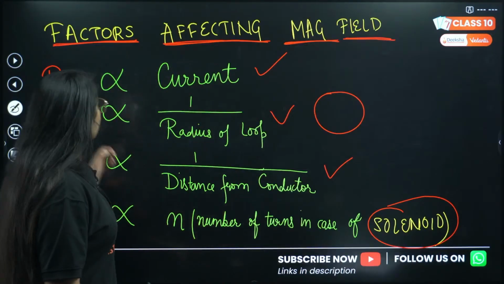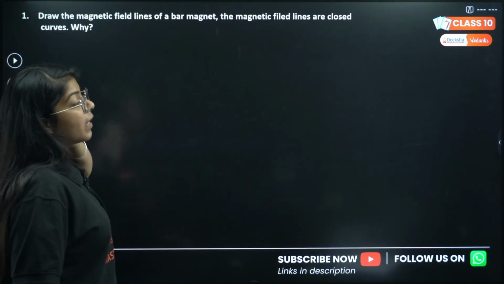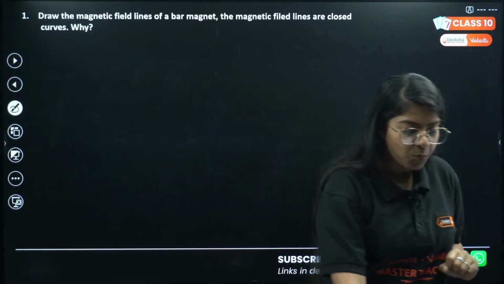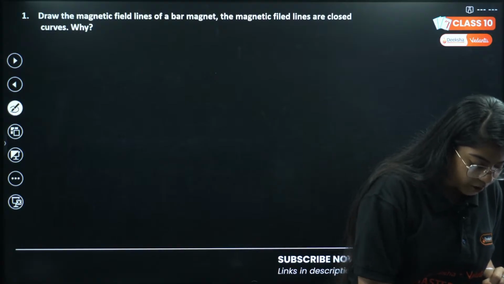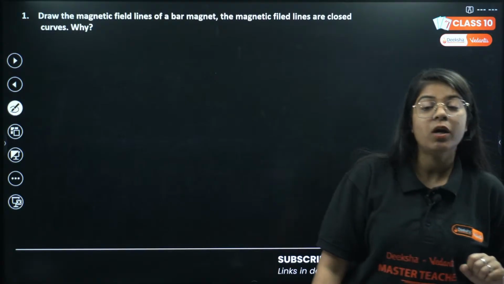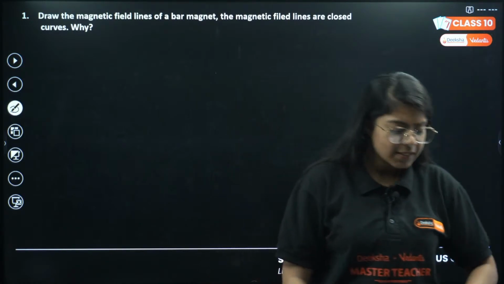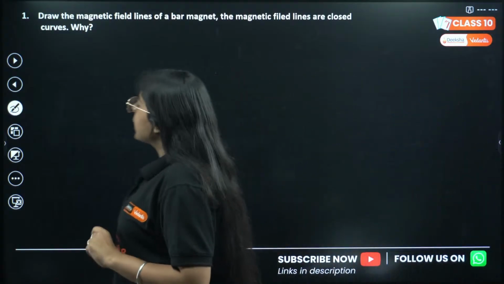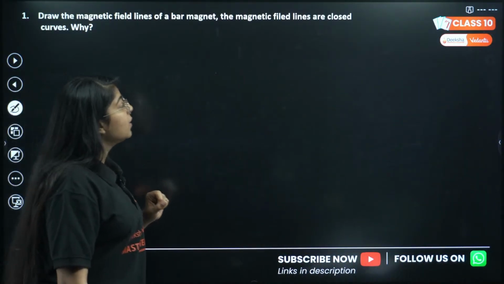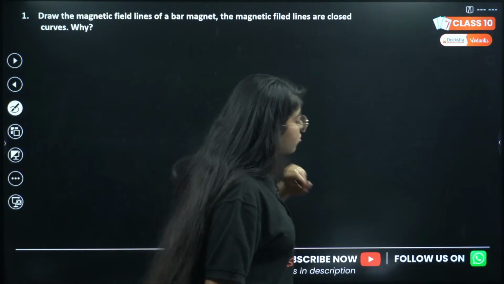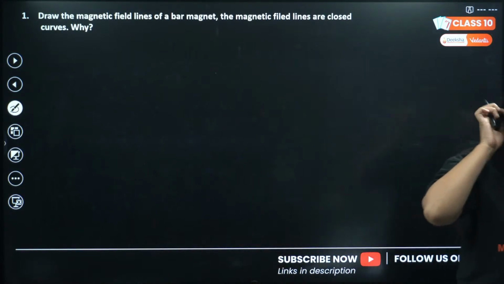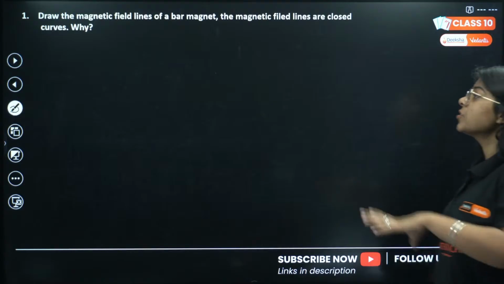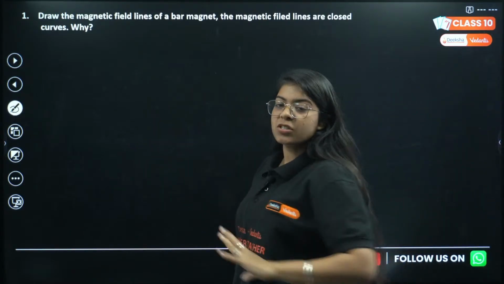Okay, let's move on to the topic which is why we have come here, that is the questions. Questions are very important for this chapter because they will include both conceptual as well as a little bit of numerical questions. Okay, let's read it. Draw the magnetic field lines of a bar magnet. The magnetic field lines are closed curves. Why? So we have two questions in a single question. First we need to draw the magnetic field lines of a bar magnet.